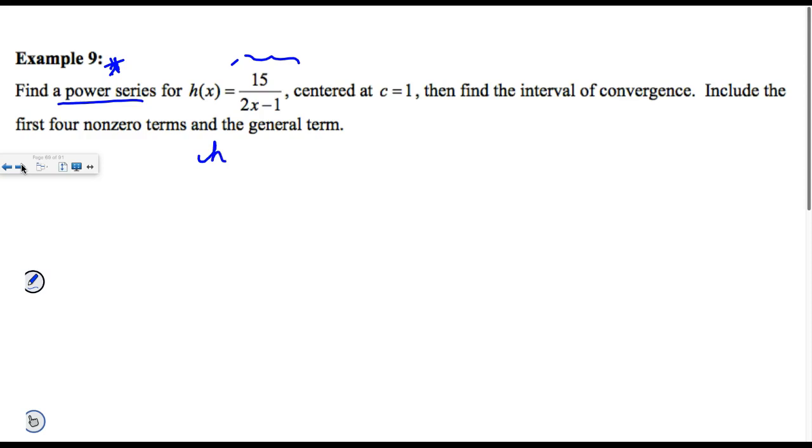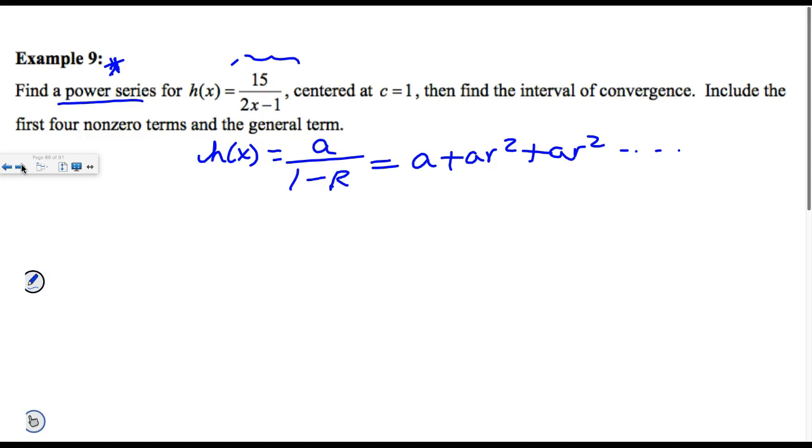I want to be able to write my function as a over 1 minus r so that I can put the a down and just keep multiplying by the r. This is my goal. Okay, so it's got several issues and we'll deal with them. First of all, I want you to center it at 2. Everybody look, I'm going to change this to a 2 just to even make it a little more rigorous. So we're going to center this at 2.